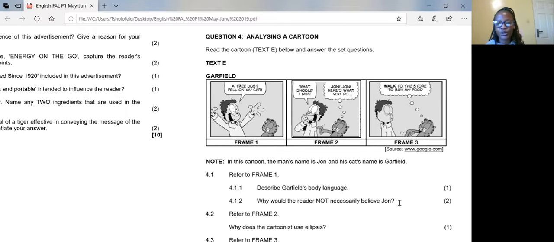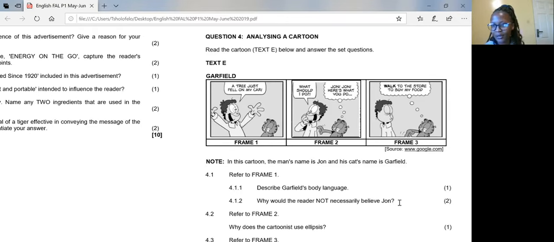Now, 4.1.2, why would the reader not necessarily believe John? That is simple. Remember, we are looking for evidence. We write what we see. Why would I not believe John? Number 1, John is smiling, but you don't end there. You don't just say John is smiling, then full stop. We want evidence. What makes you say that John is smiling? His mouth is wide open to show that he's smiling. Also, his eyes are wide open and his hands are stretched out. This shows a happy mood, which makes it difficult for us to really believe that a tree fell on his car.